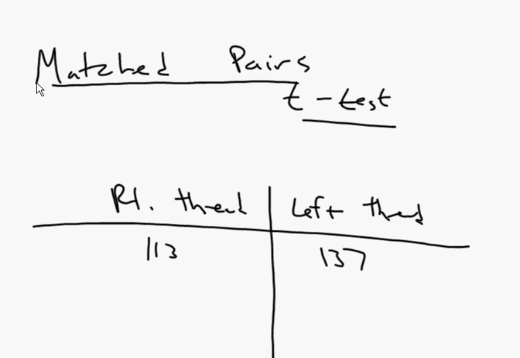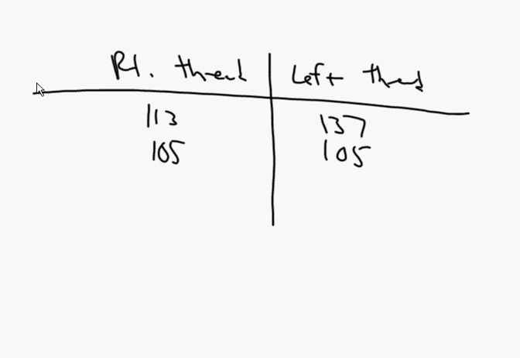The second subject had times of 105 and 105. So that person, it doesn't seem to matter what type of thread it was. The third person has 130 and 133. So that person was actually a little bit slower in turning the left thread. Okay, then one more down, and then you have 101 and 108.